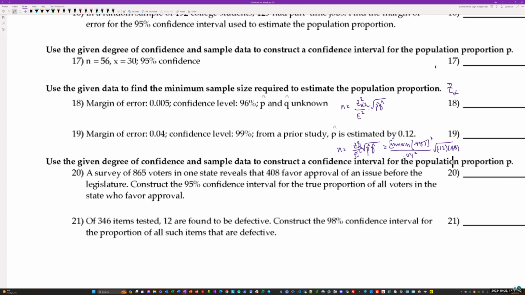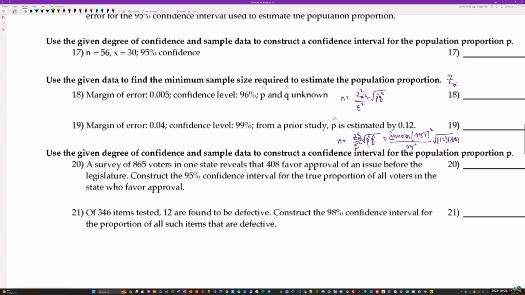Sigma sign? There's nothing here. All you have to do is just do this.